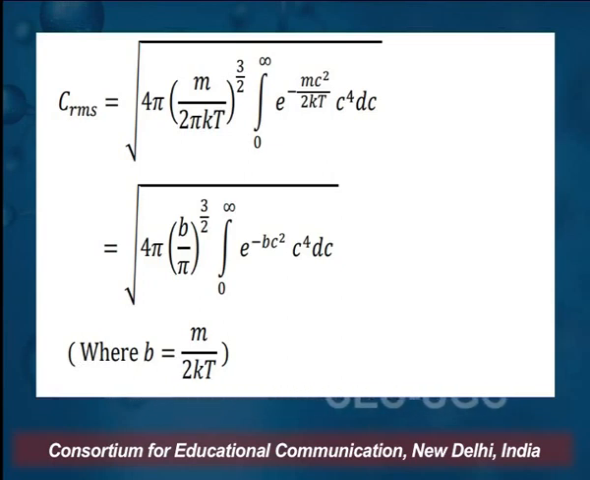Again, m by 2kT is denoted by b. So what do we get? We get C_RMS is equal to root of 4π (b by π)^(3/2) ∫ from 0 to infinity e^(-bc²) c⁴ dc.